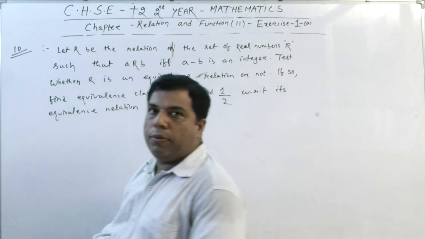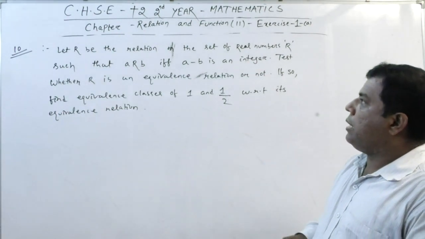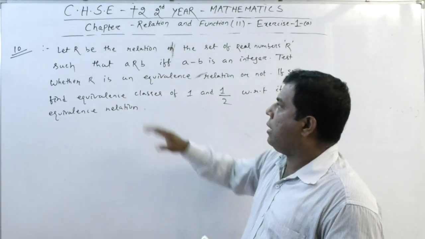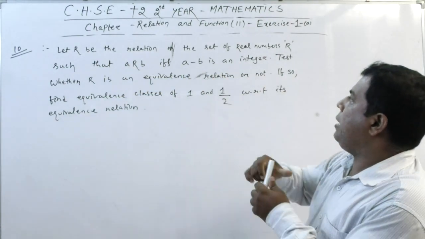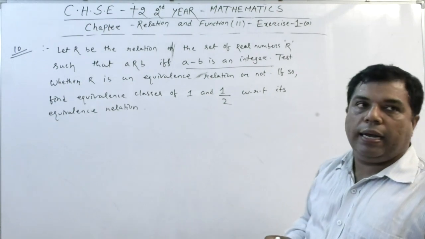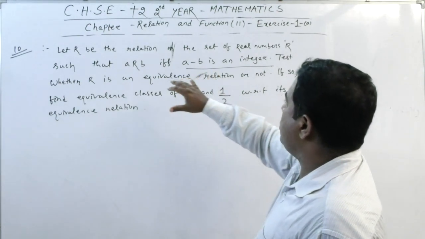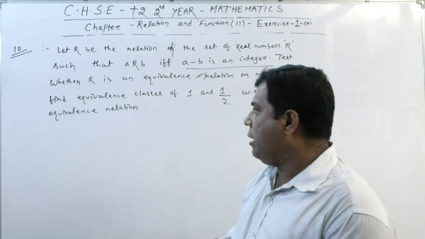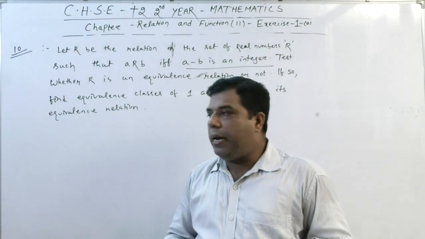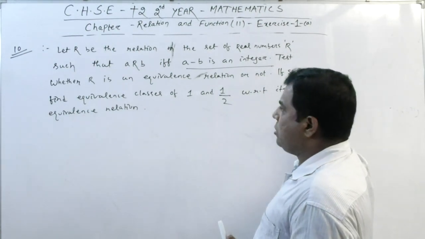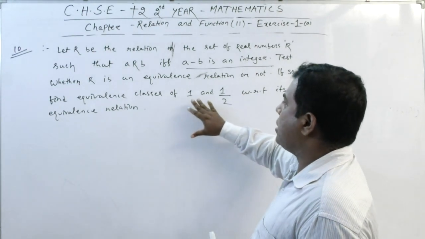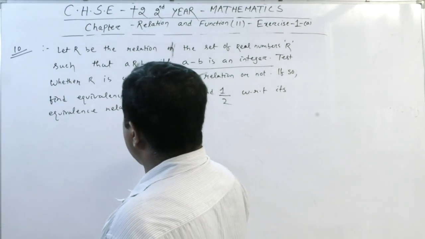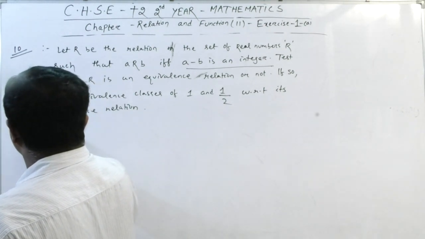So what is given and what we have to show: a relation is given between the real numbers. Okay. And what is the condition? That A is related to B if and only if A minus B is an integer. And what is our task? We have to show whether this relation is an equivalence relation or not. That we have to verify. Okay. So let us first verify, and after finding an equivalence relation, as the question suggests, we have to find the equivalence classes of 1 and 1/2. Okay. So you see, I am going to do the solution.